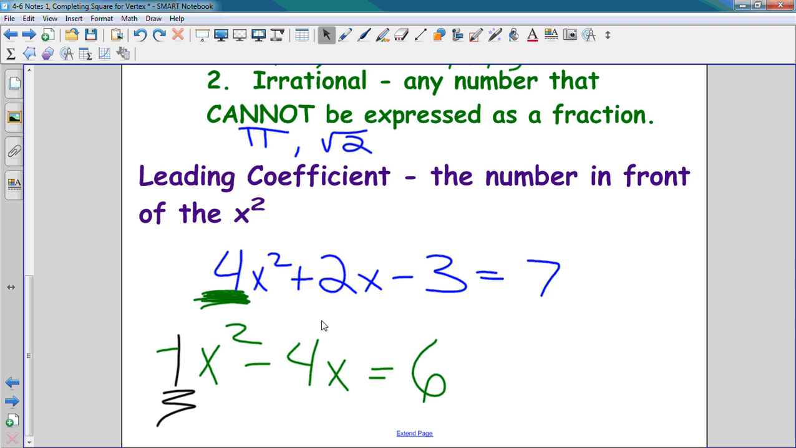Okay. Leading coefficient: the number in front of the x squared. I look at this equation, 4x squared plus 2x minus 3 equals 7. What's my leading coefficient? It's the number in front of the x squared. It's 4. In this one, x squared minus 4x equals 6, what's my leading coefficient? 1. So if I ask you what the leading coefficient is, look at the x squared, find the number in front of it, and that's your leading coefficient.